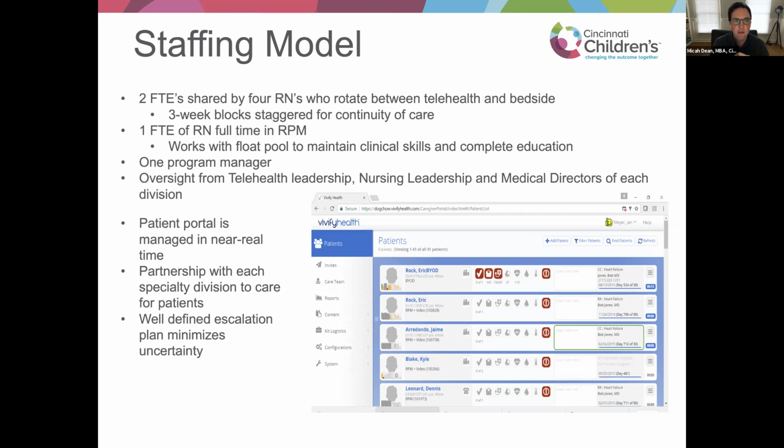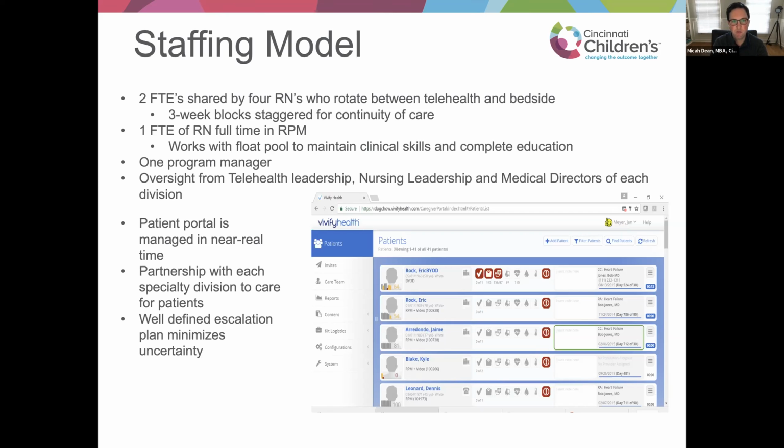So what we did was partner with our float pool that we call the SRU, or the Strategic Resource Unit, to recruit 4 nurses to fill 2 FTEs. And the idea was that they would rotate in 3-week blocks with a little bit of staggering in there, so that they would maintain their bedside clinical skills and also stay up to date with all of their nursing education and things like that, but then also be able to help us out in telehealth by monitoring the portal in real time.